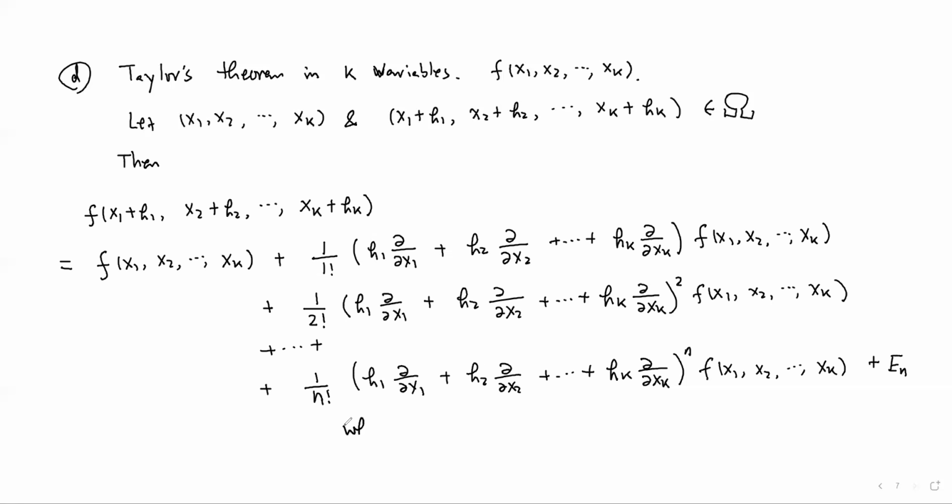Where the error term is very similar. The error term is n plus 1. Okay, then here, n plus 1. This part, this sum goes here.